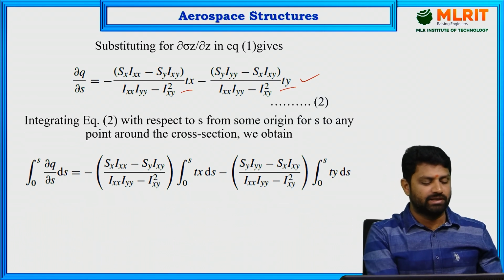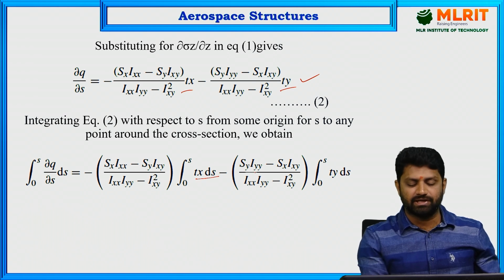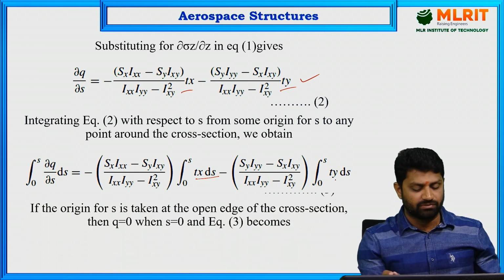So you are going to get this equation: integral 0 to s dou q by dou s ds equals minus of (Sx Ixx minus Sy Ixy) by (Ixx Iyy minus Ixy squared), integral 0 to s tx ds, minus (Sy Iyy minus Sx Ixy) divided by (Ixx Iyy minus Ixy squared), integral 0 to s ty ds. Okay, so this is the equation we got here.